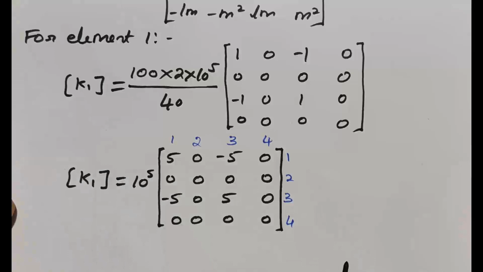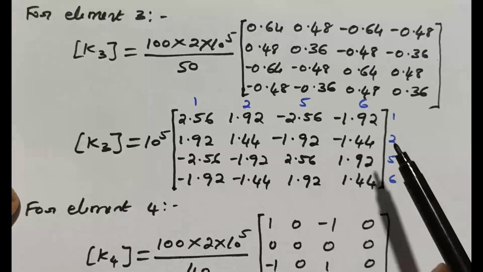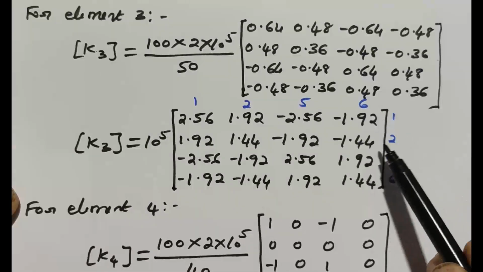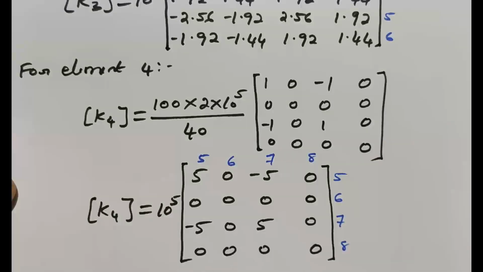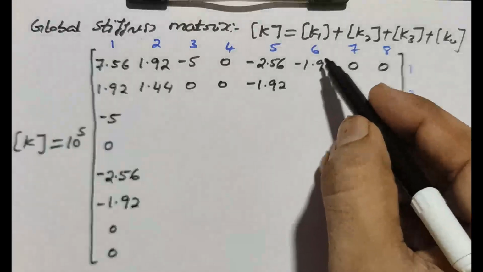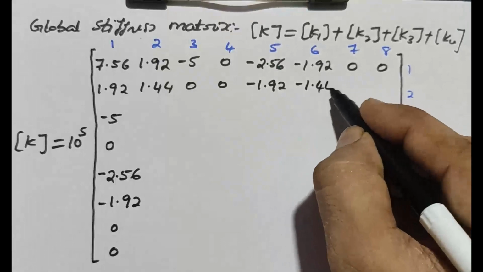Next we need element corresponding to 6 and 2. See in K1 we don't have any element corresponding to 6 and 2. Again in K2 we don't have any element corresponding to 6 and 2. In K3 we have element corresponding to 6 and 2, it is minus 1.44. In K4 also we don't have any element corresponding to 6 and 2. Therefore element corresponding to 6 and 2 is minus 1.44.